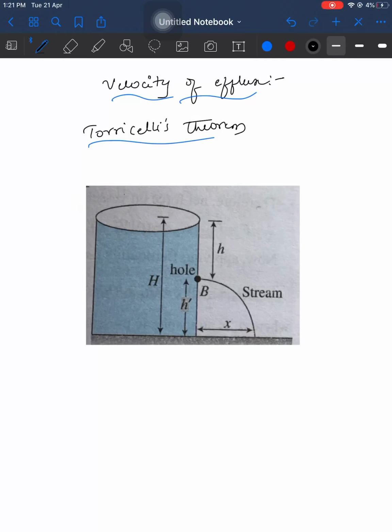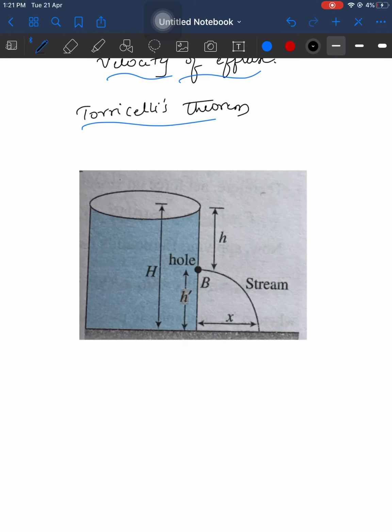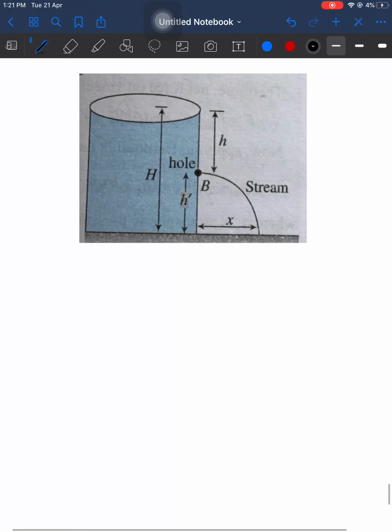Hi students, today we are going to discuss a very important topic, velocity of efflux and Torricelli's theorem. If you make a hole in the container, how much will be the velocity of the liquid which is coming out? These are the questions. So let's try to implement it.